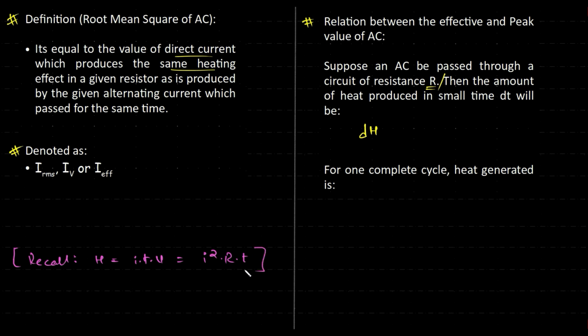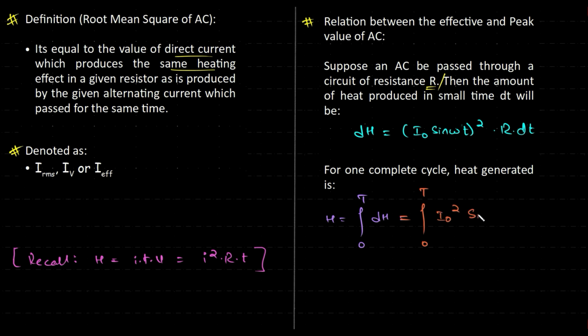Let's make use of this. That makes sense. So dH will be equal to, here the instantaneous value is I naught sine omega t, the whole square, R into small time dt. That makes sense. So for one complete cycle, how will we find the entire heat? Just integrate from 0 to T. As simple as that. When I substitute this, I naught squared is constant, R is constant, sine squared omega t dt.